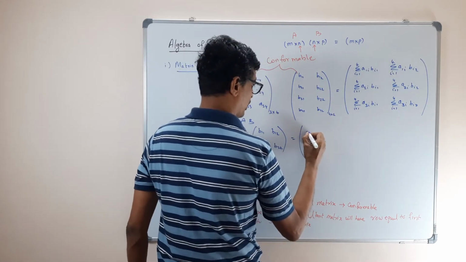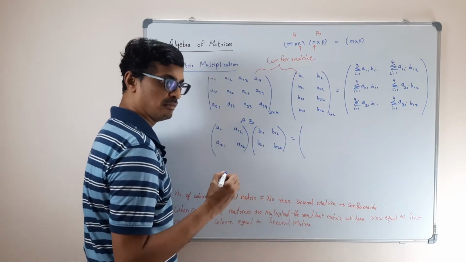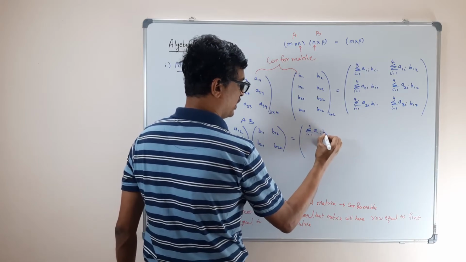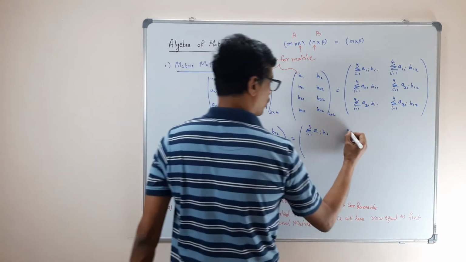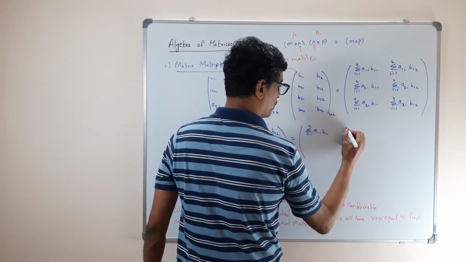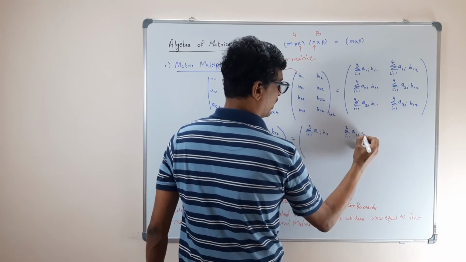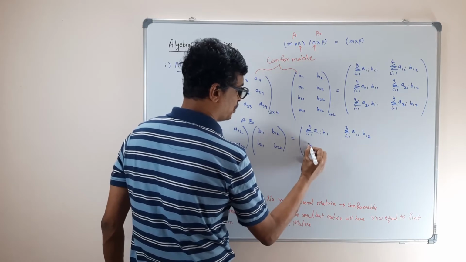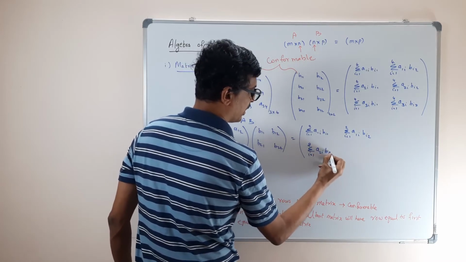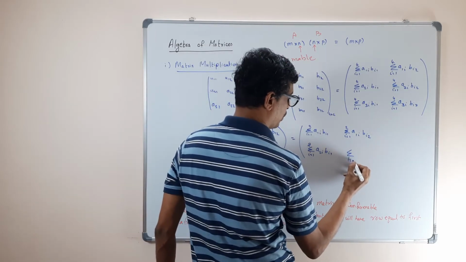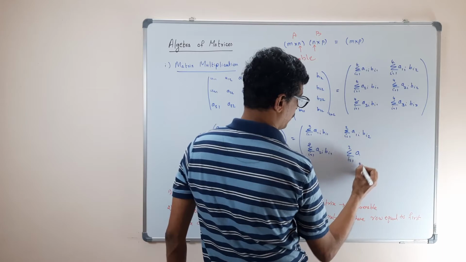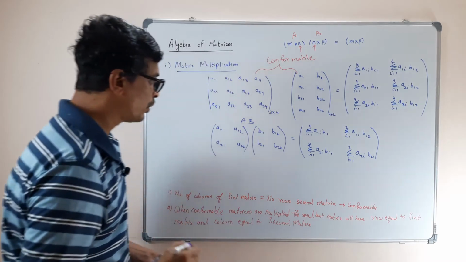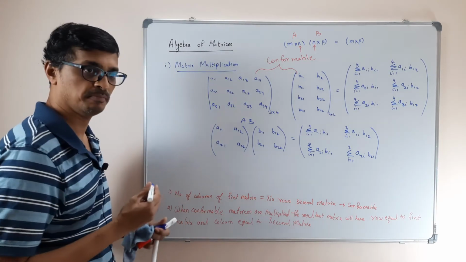Can we put it in the summation form? So what will be the summation? I equal to 1 to 2, A of 1I B I1. Correct? And this will be summation of I equal to 1 to 2, A of 1I B I2. And this will be summation of I equal to 1 to 2, A2I B I1, summation of I equal to 1 to 2, A2I B I2. Okay?